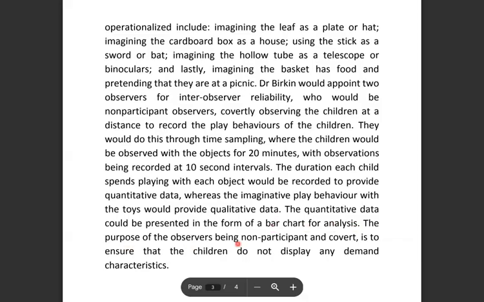And finally, the purpose of observers being non-participant covert is to ensure that the children do not display any demand characteristics. So do you see the detail that goes into designing a 10-mark answer, right? Someone else could have just said that the researcher will be conducting an observational study. It will be covert, it will be non-participant. They'll be using a checklist. They'll have 5 behaviors. They will see if the child plays with the leaf or if they play with a cardboard box or other objects. The 2 observers for inter-observer reliability. They'll be observed for 20 minutes, where the observers will observe their imaginary play behavior. The data will be quantitative and qualitative, and then it will be analyzed.